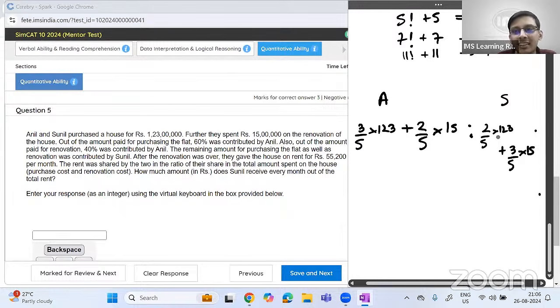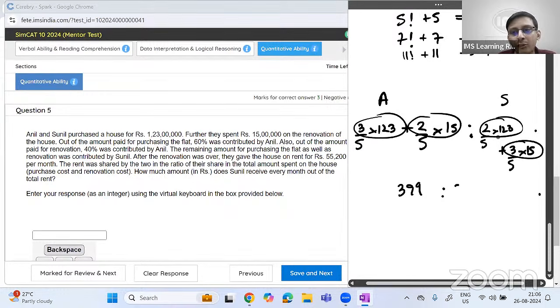Okay, 5 is there in the denominator for all of them, so I'll just add these up. This is 369 plus 30, so that is 399. The 5 will get cancelled off. This is 246 plus 45, so 291. Okay, now can I simplify this? Divisible by 3. So 133 is to 97. No, 97 is a prime number, can't simplify any further.